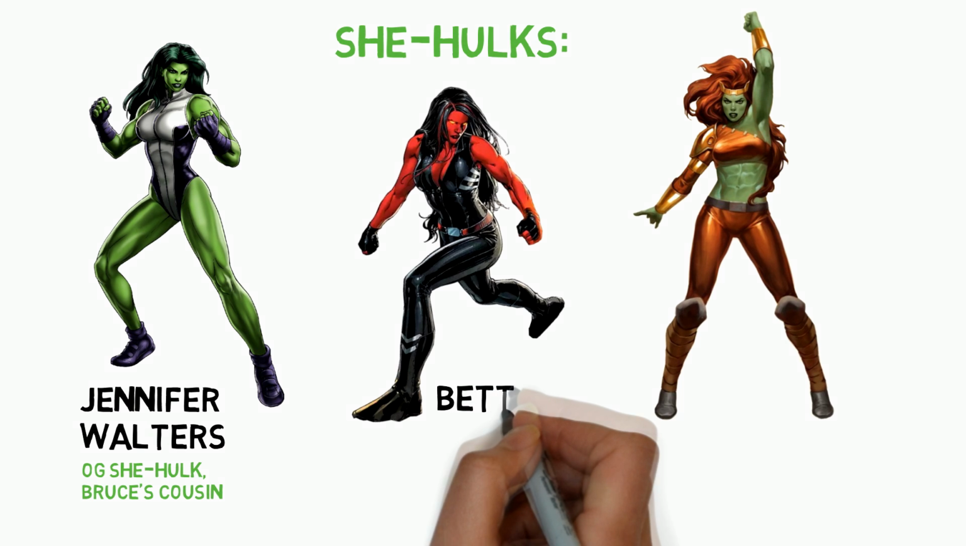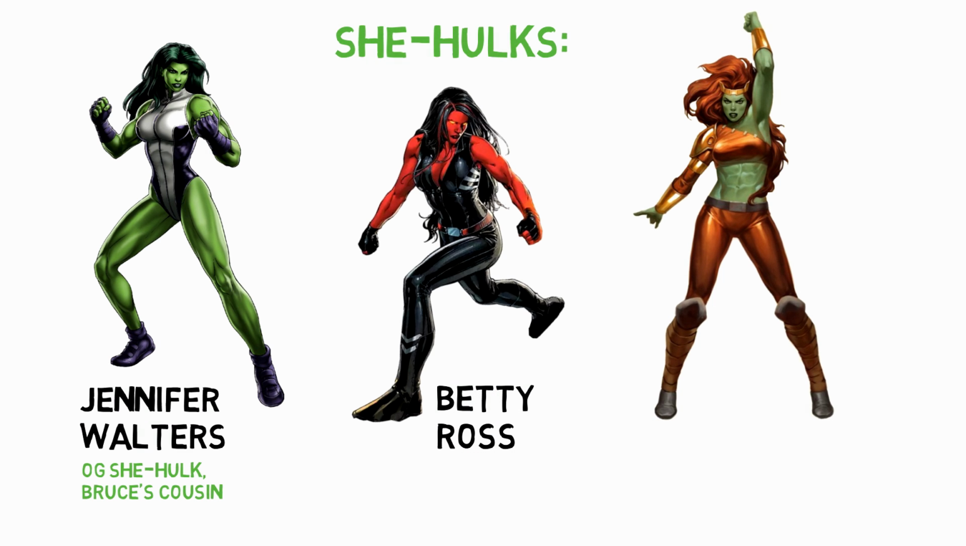Next, we've got Betty Ross, also known as the Red She-Hulk. So she is Bruce's ex-girlfriend, who, similar to her father Thunderbolt Ross, ends up as a Red Hulk. This was following a procedure performed by the Leader after Betty ended up in a catatonic state.